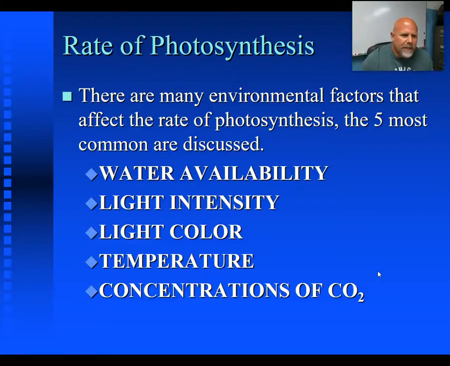Today's video is going to look at the environmental conditions that can affect the rate of photosynthesis. So there's 5 we're going to look at: water availability, light intensity, light color, temperature, and the concentration of CO2.